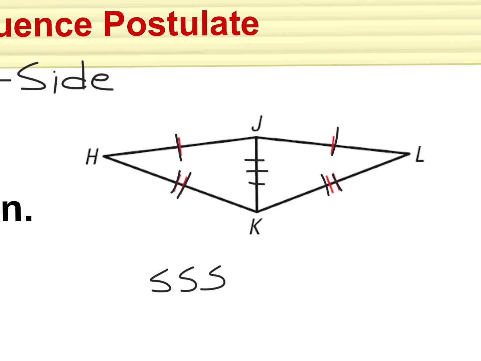Now, if it did not have those red tick marks, you cannot just assume that sides are the same. On these, they have to be given to you unless it's shared like it was there. Otherwise, it has to be given to you. You can't just assume. So this one is congruent, side, side, side.